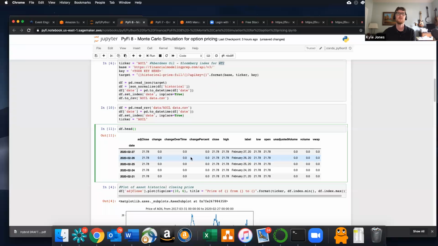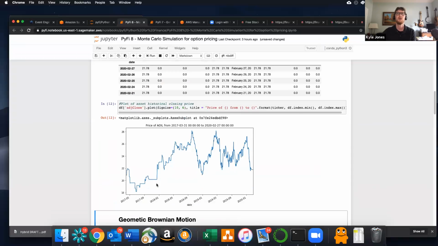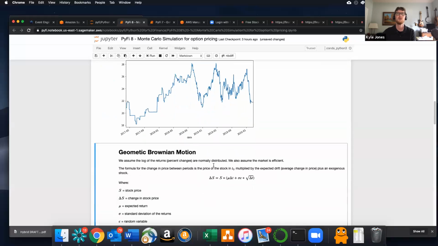All right, so we have this commodity. Let's take a look at it. It's very volatile, lots of change over time, which is good for the way that we're going to think about doing our next step.